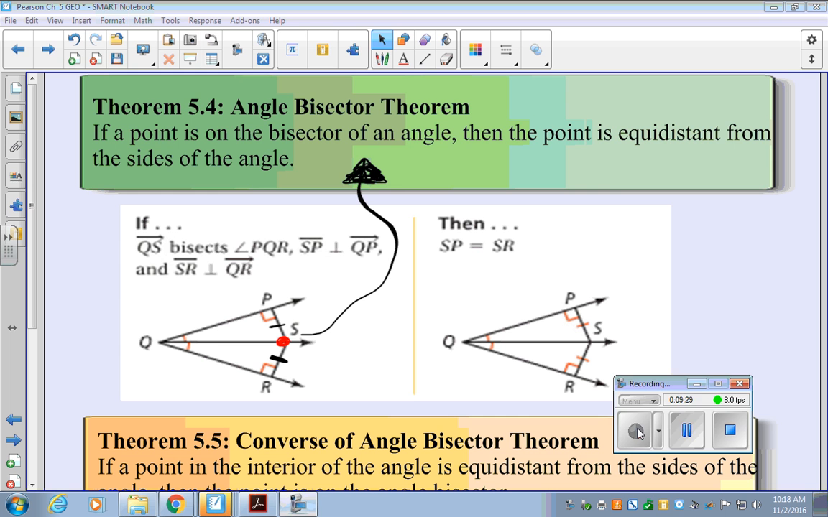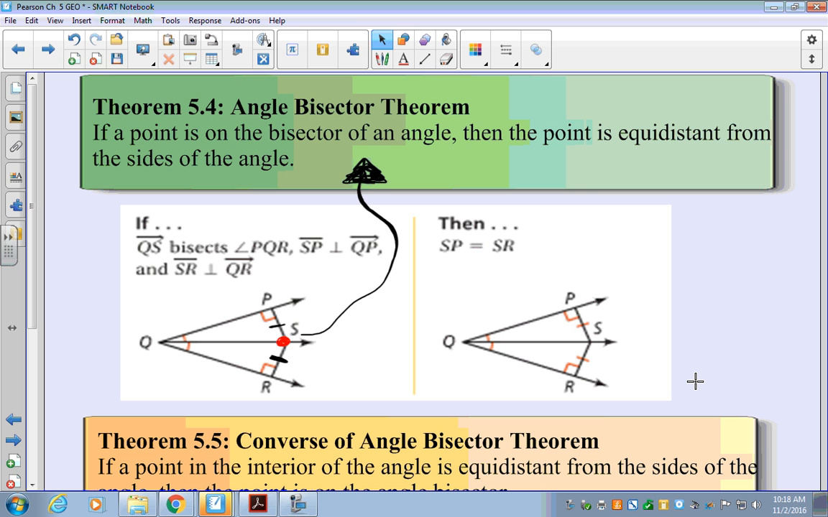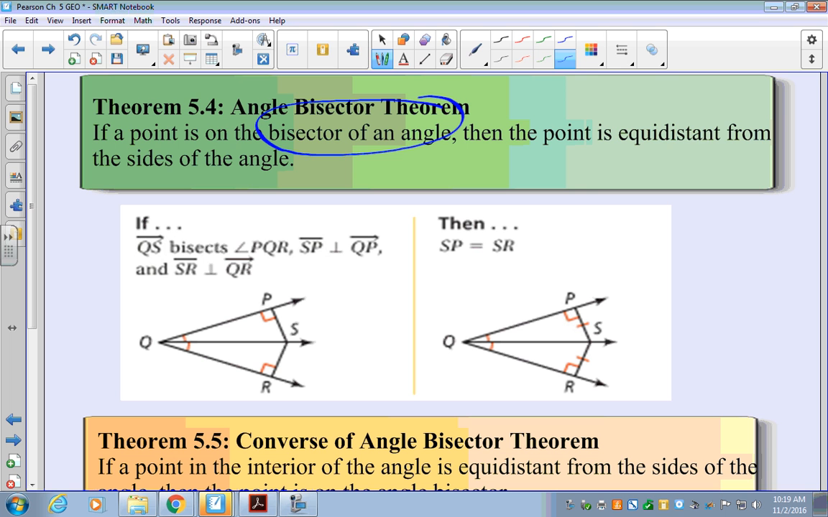Theorem 5.4, which is the angle bisector theorem. If a point is on the bisector of an angle, so we're starting with the bisector of an angle, then the point is equidistant from the sides of the angle. And look, they have a little picture here for you. They have the two that you are already given that it is a bisector.